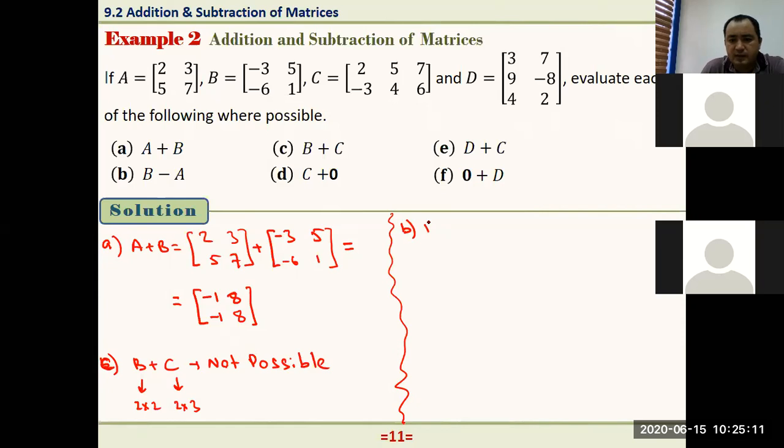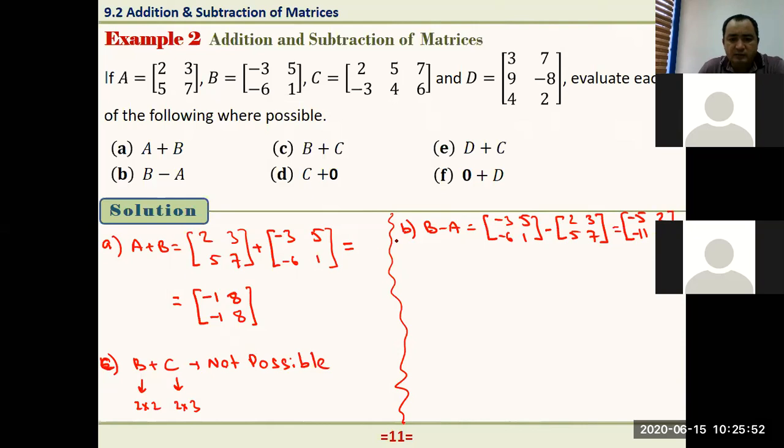B is B minus A. It is possible because B is 2 by 2, A is 2 by 2, and our matrix B is negative 3, 5, negative 6, 1, minus matrix A, 2, 3, 5, 7. And that is equal to negative 3 minus 2, negative 5, 5 minus 3, that is 2, negative 6 minus 5, negative 11, 1 minus 7, negative 6. Right?